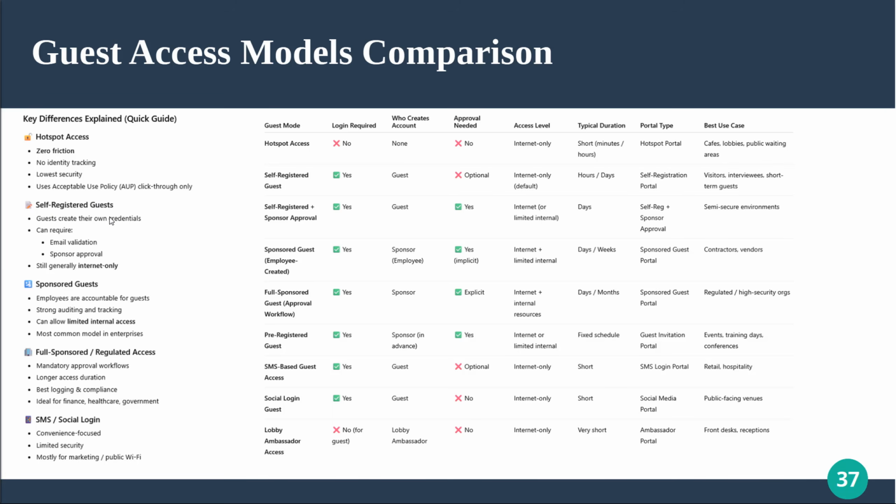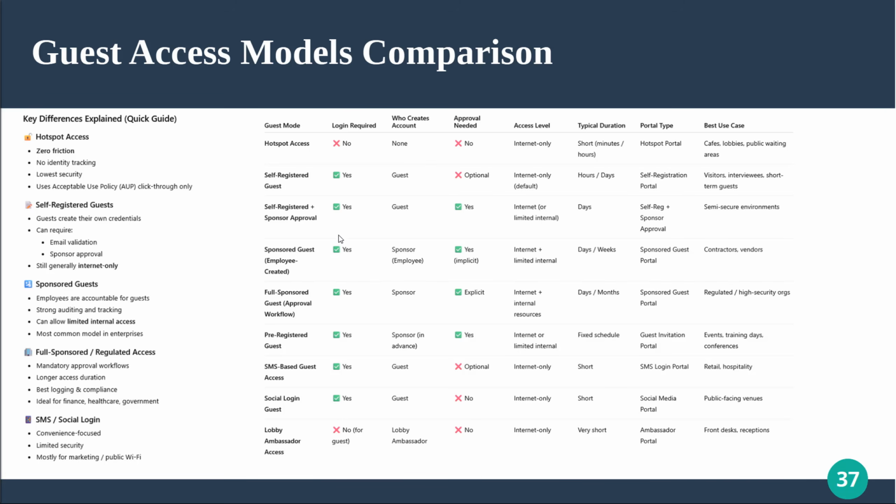So we've got self-registered guest, sponsored guests, fully sponsored regulated access and SMS social logins. But you can see exactly all of the model comparisons down this row and their best use cases. And then you can see what features they're using, turning on and off. For example, let's go through another one. So sponsored guest access over here, employee created.